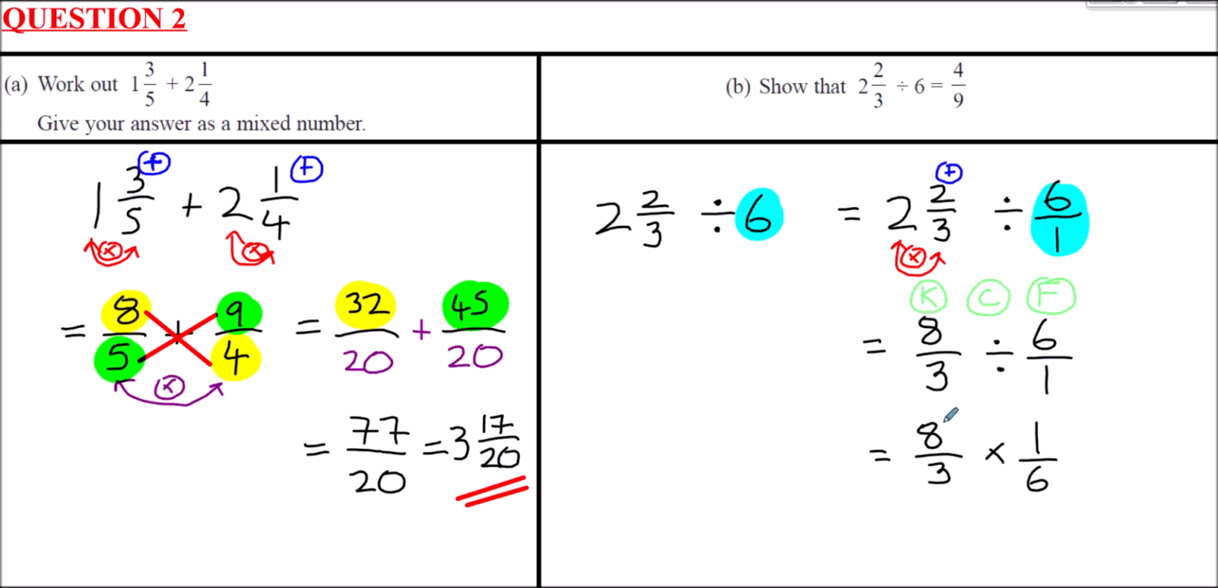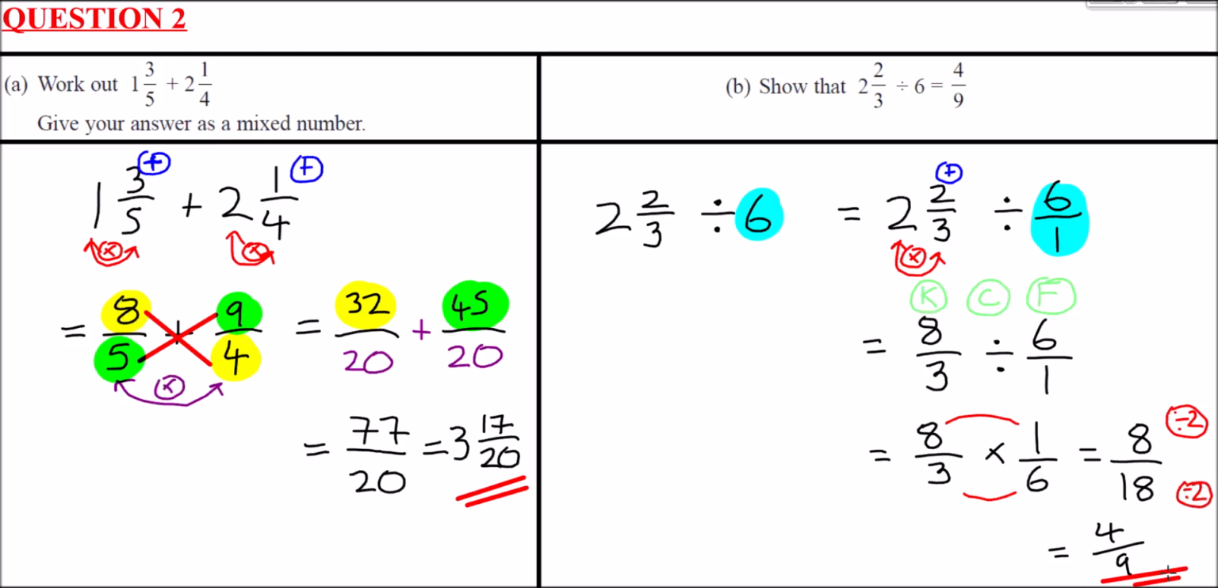But we're not quite done yet. We've got one fraction multiplied by another now. So we do 8 multiplied by 1 and 3 multiplied by 6. So 8 multiplied by 1 is 8. 3 multiplied by 6 is 18. And then this fraction can be simplified because 8 and 18 are both even numbers. So we can now simplify by dividing both top and bottom by 2. So 8 divided by 2 is obviously 4. 18 divided by 2 is 9. So we've clearly and successfully shown that this fraction calculation here does give us 4/9.